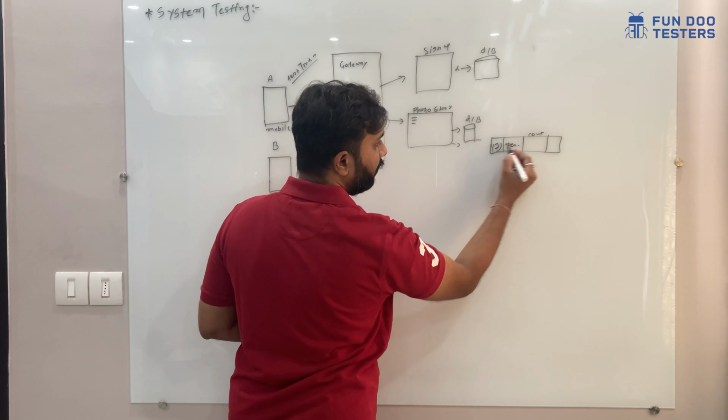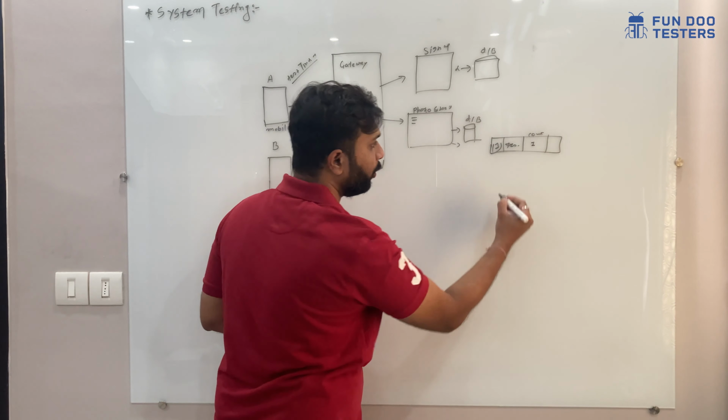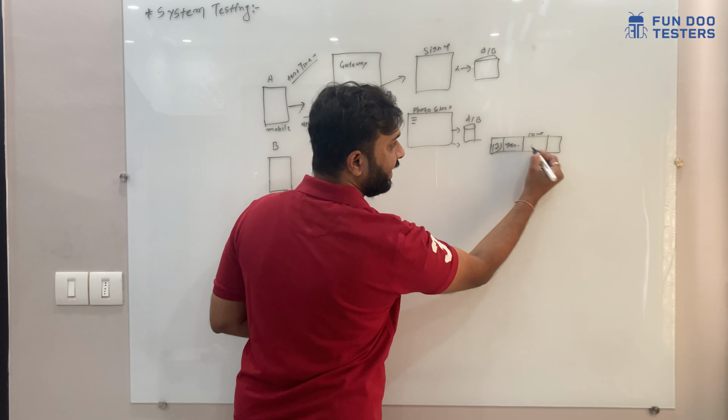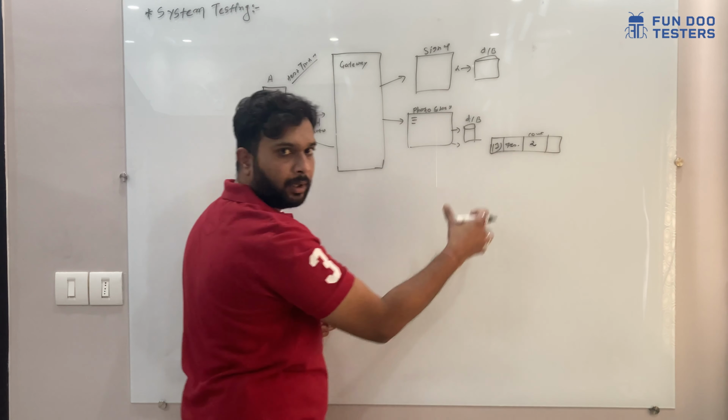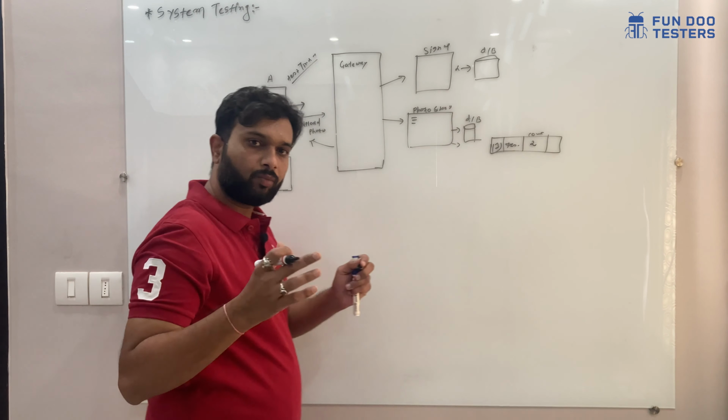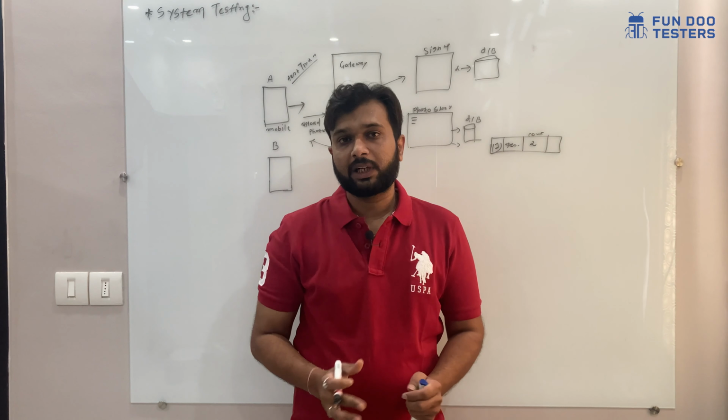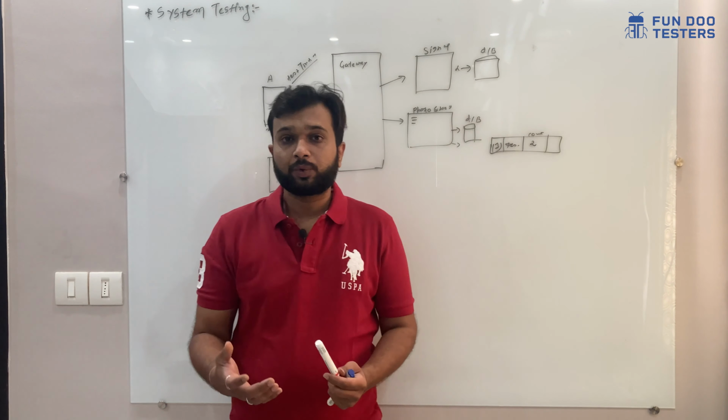Whenever I upload the first photo, the count will be 1. If I upload the second photo, they will increase it by 1, so it will be 2. Like that they are managing the count. Once the photo is uploaded, later on we are going to search profiles.